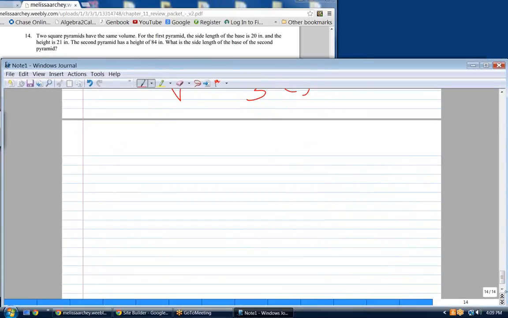Two square pyramids shaped just like before, the problem we just looked at, have the same volume. For the first pyramid, the side length of the base is 20.